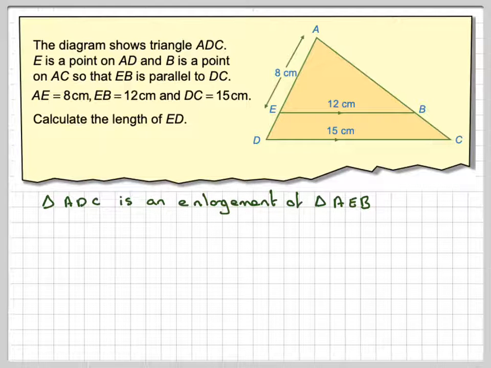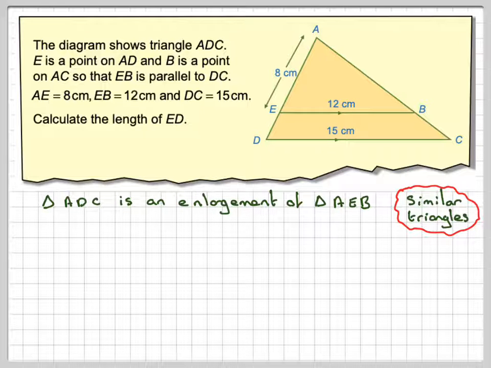So let's just repeat that again. Triangle ADC is an enlargement of AEB. Now what you do, you need to look at the two triangles and find a corresponding length where you know both of them. So that length there corresponds to this length here on the larger triangle. And that will allow us to find the scale factor of the enlargement. This is known as similar triangles.